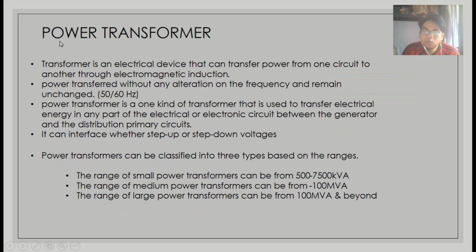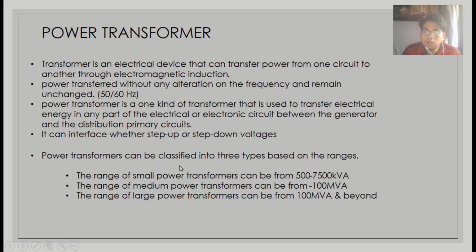Next, we move to the power transformer. A power transformer is an electrical device that can transfer power from one circuit to another through electromagnetic induction. Power is transferred without any alteration to the frequency, which remains unchanged at 50 to 60 Hz. A power transformer is one kind of transformer used to transfer electrical energy in any part of an electrical or electronic circuit between the generator and the distribution primary circuit. It can interface with step up or step down voltage.